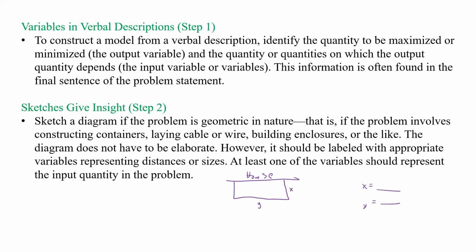And so we label all the pieces, and then at least one of the variables has to represent the input quantity in the problem. So in this case, we probably have two of them, but we're going to make it go down to one. So we have that. And then after that, we can plug it into the other one at the very end and solve for this second variable.